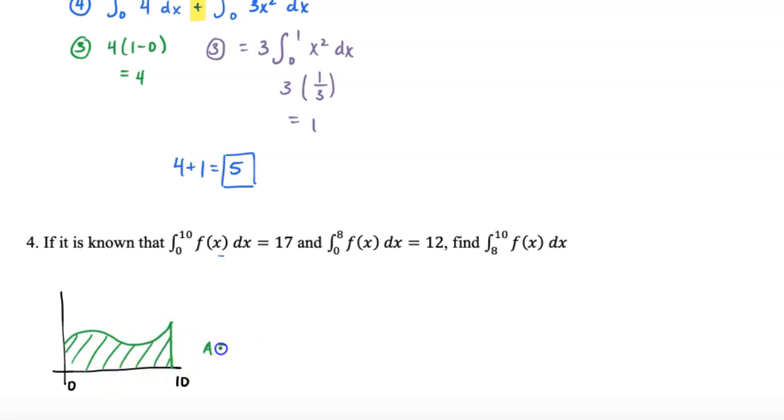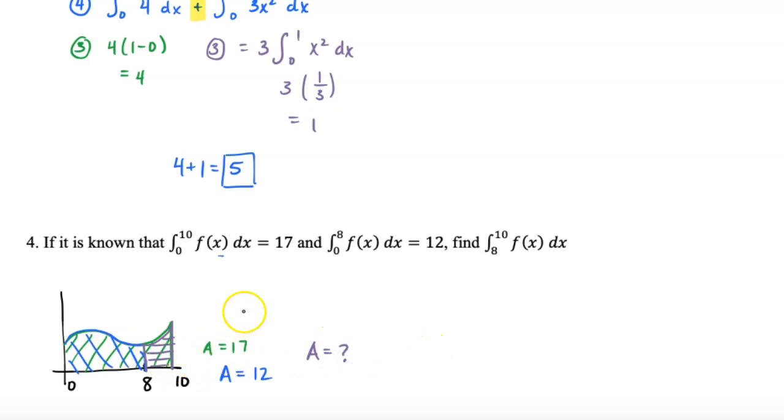So this area is 17 units, right? I found that the integral from 0 to 8, so let's say if this is 10, maybe this is about 8, I found that this area from 0 to 8 is 12 units. How can I find the area from 8 to 10? So how can I find this area?